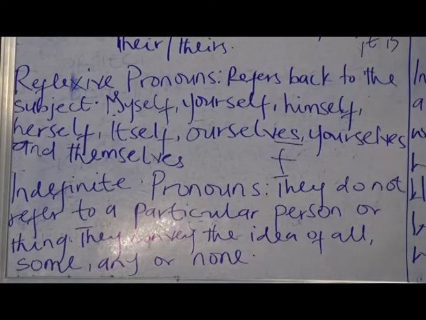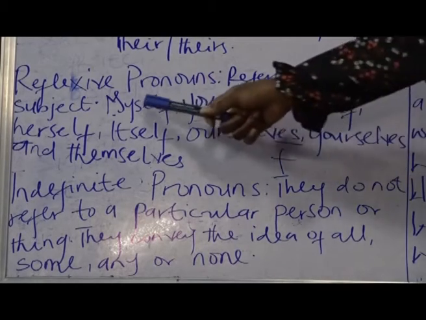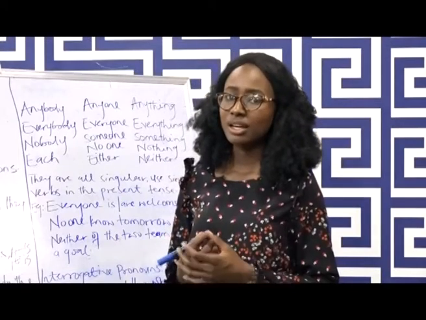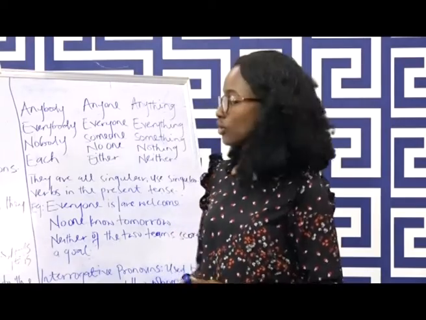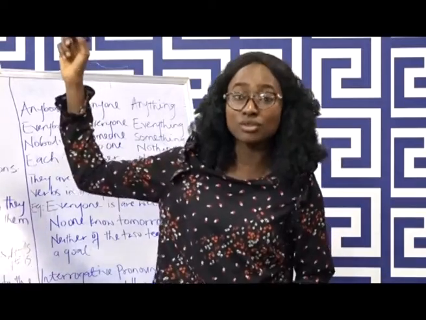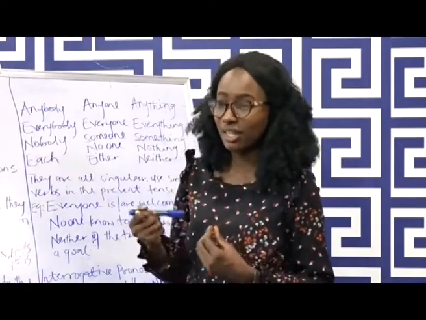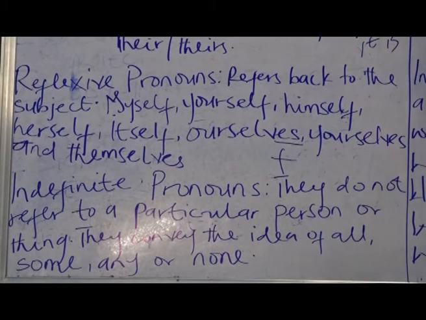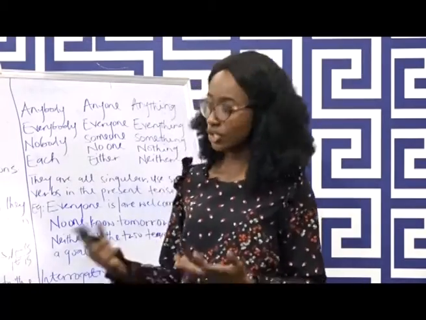For example, let us make use of myself. I cooked the food myself. So the myself at the end of that sentence is referring back to I, that is me. So when I say I cooked the food myself, I am trying to lay emphasis on the fact that I did the cooking on my own. I cooked it myself. You washed the dishes yourself.